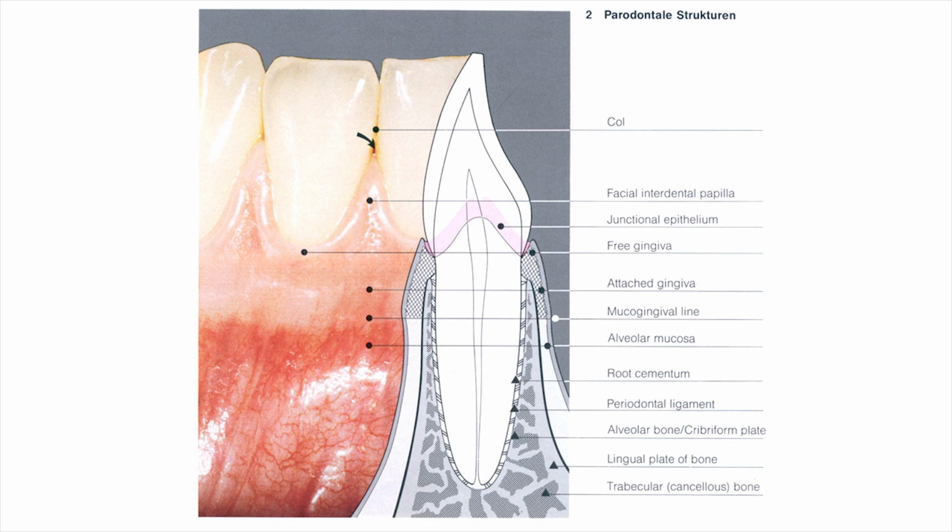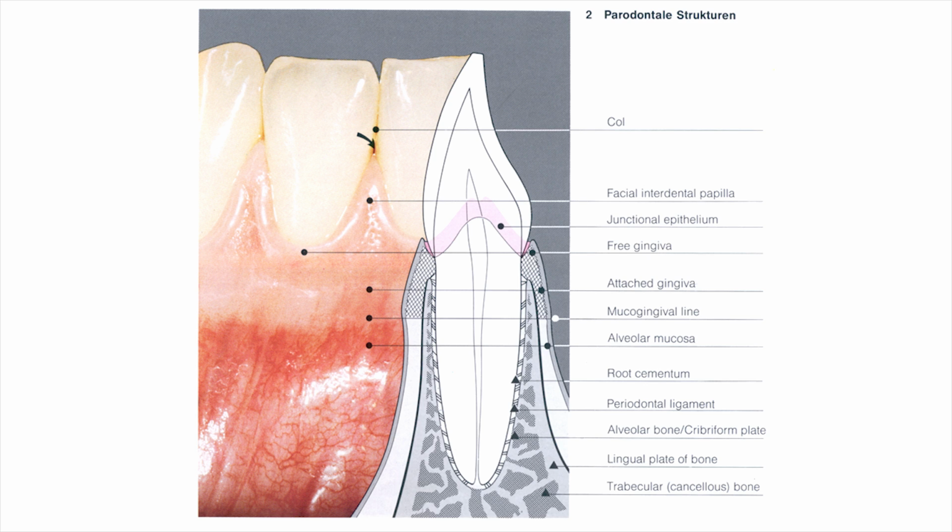This is called the so-called cemento-enamel junction. That's where the cementum begins to line the root, and this is where the connective tissue fibers actually begin to attach either soft tissue or hard tissue to the tooth.